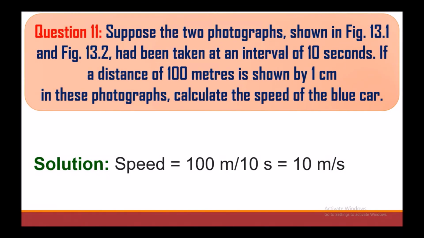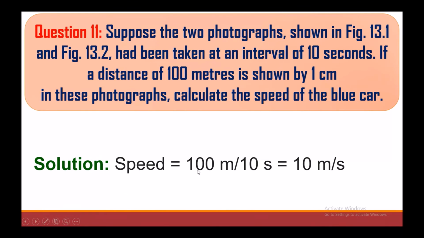Question 11. Suppose the two photographs shown in figure 13.1 and figure 13.2 had been taken at an interval of 10 seconds. If a distance of 100 meters is shown by 1 centimeter in this photograph, calculate the speed of the blue car.